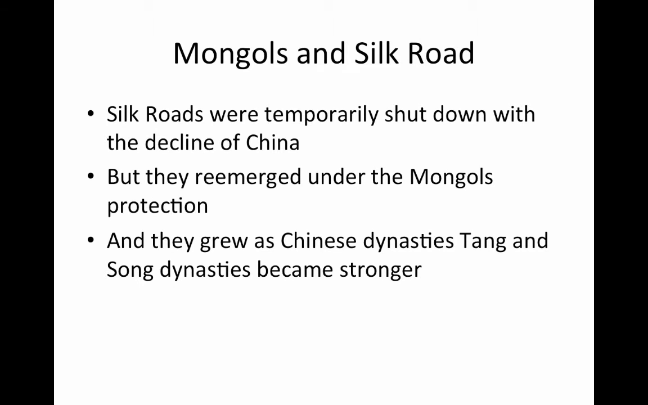The Mongols and the Silk Road. Eventually, the Silk Roads were temporarily shut down when China would go through periods of decline and rise, but they reemerged under the Mongols' protection when Genghis Khan took over the region, and then eventually his grandsons would break down the areas that he conquered into various khanates. One of the most important Mongols would be Kublai Khan, who was able to take over the Chinese region and establish the Ming dynasty. Under that dynasty and under the other khanates that formed, they were able to provide protection along the entire Silk Road area. And the Silk Roads would grow again as the Chinese dynasties of the Tang and the Song became stronger and expanded outwards.